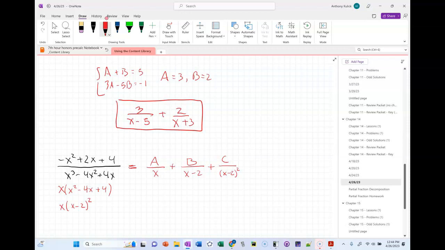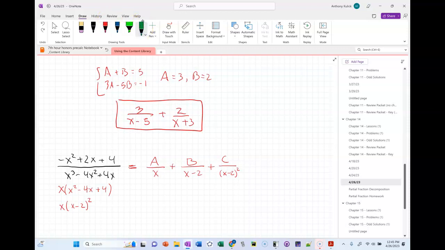If the factor is linear, it's always just going to be a single variable, right? I have to look at the prime itself, not the power of it, just the prime itself. The x minus 2 is linear, so it's just going to take a constant. If it was x squared minus 2, then you would need a linear numerator. Is that okay? Yeah. Okay.